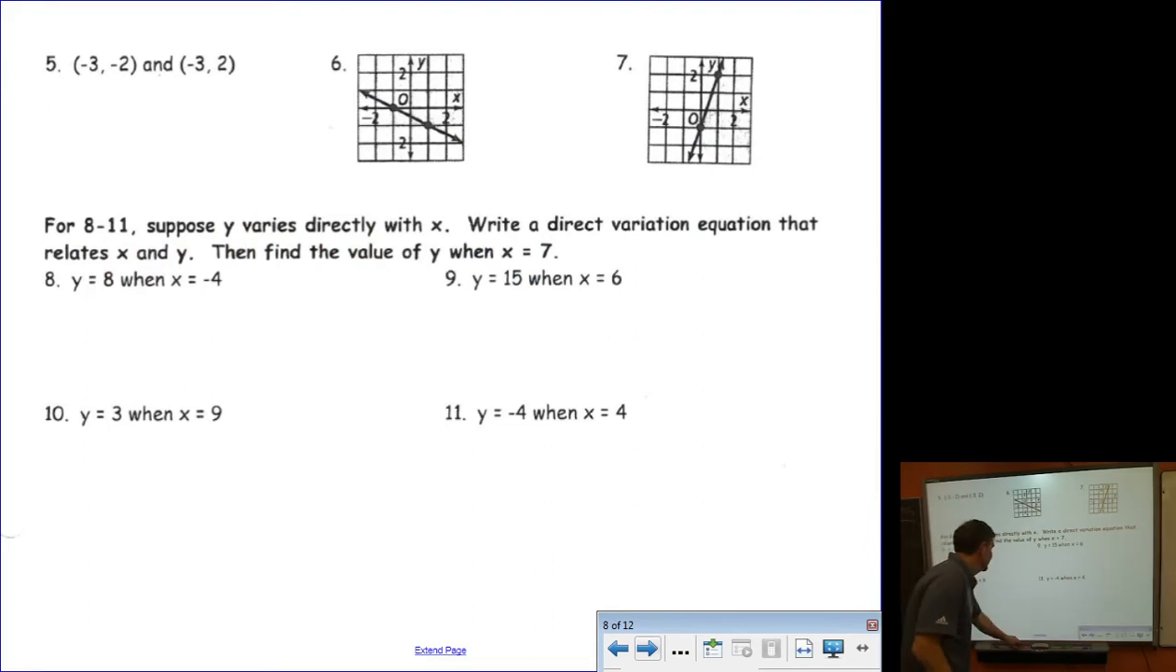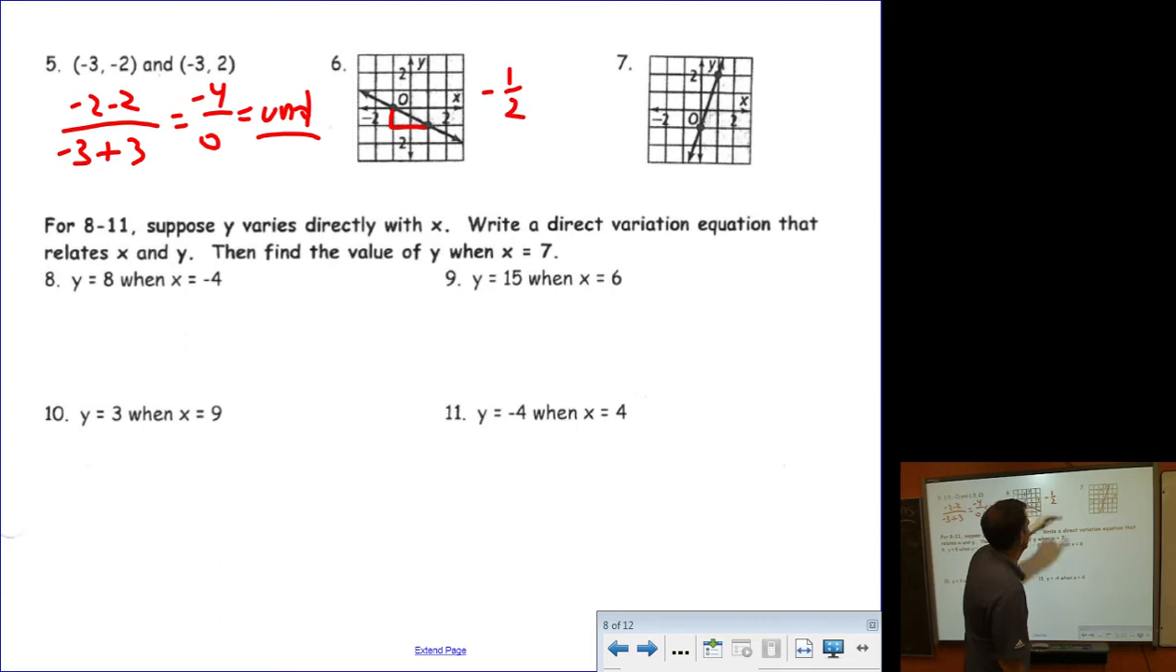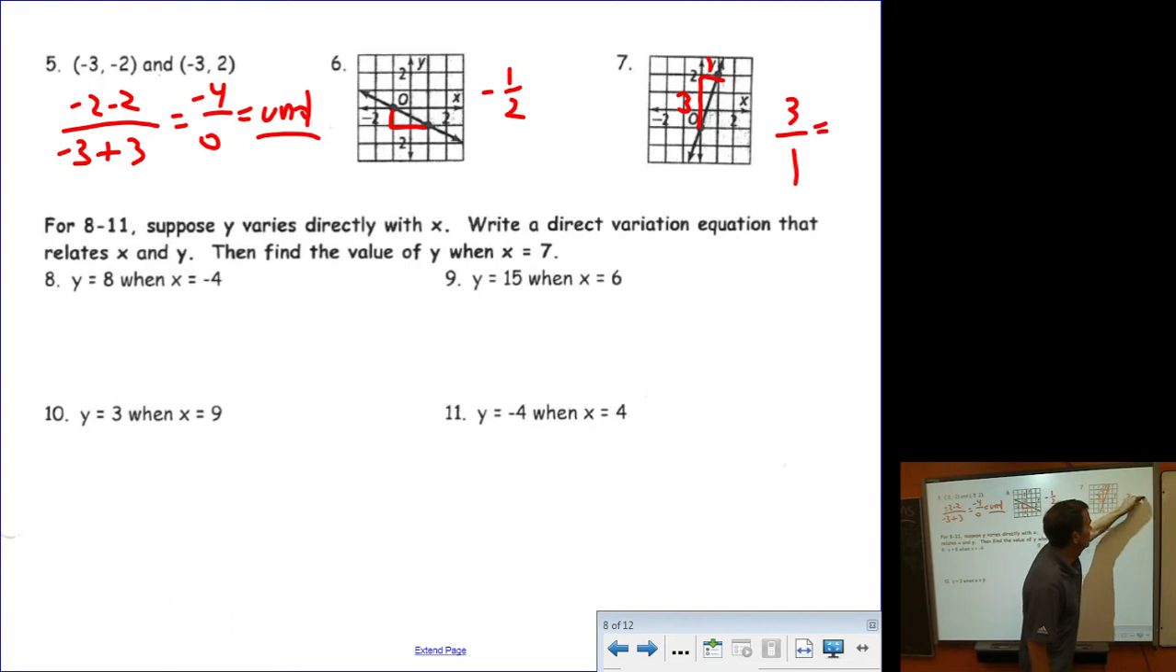More slopes. I'm still y minus y over x minus x, which is minus a negative, so it's plus. That is negative 4 over 0, which is undefined. Number 6, I'm going down 1 over 2. That's a slope of negative 1/2. And then number 7, the rise is 3, the run is 1, so the slope is 3 over 1, which is 3.